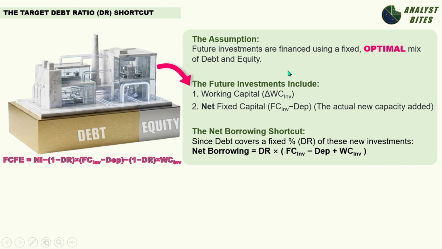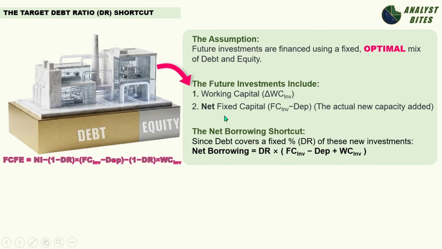Think of a company's future expansion like building a factory. The total investment needed to build it comes from two parts: new investment in working capital investment and net investment in fixed capital investment, which is fixed capital investment minus depreciation. Added together, this is the company's total future capital requirement.